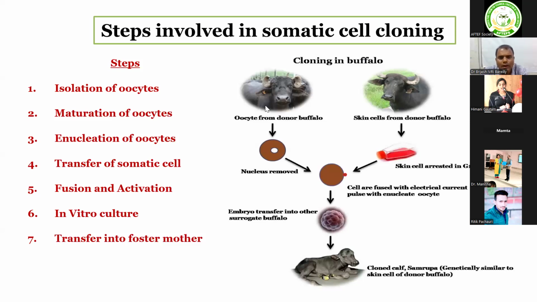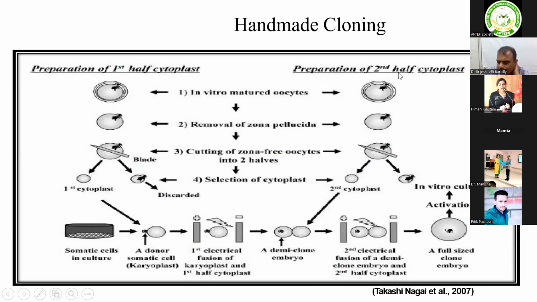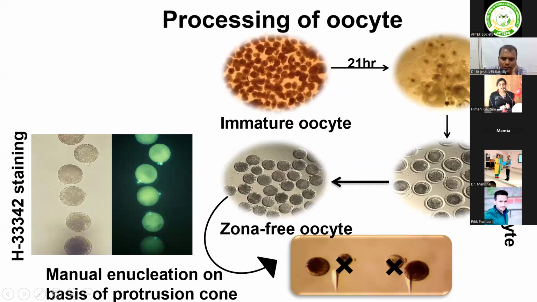Like you have to collect the oocyte from the donor animals, and at the same time you have to collect the somatic cell from the donor animals. Then we are maturing the oocytes. You have to collect the oocyte, preferably from slaughterhouse, then mature it. Then after maturation, you have to go for trypsinization. You have to remove the zona and all. After removing the zona, you have to cut open the polar body, this nuclear portion.